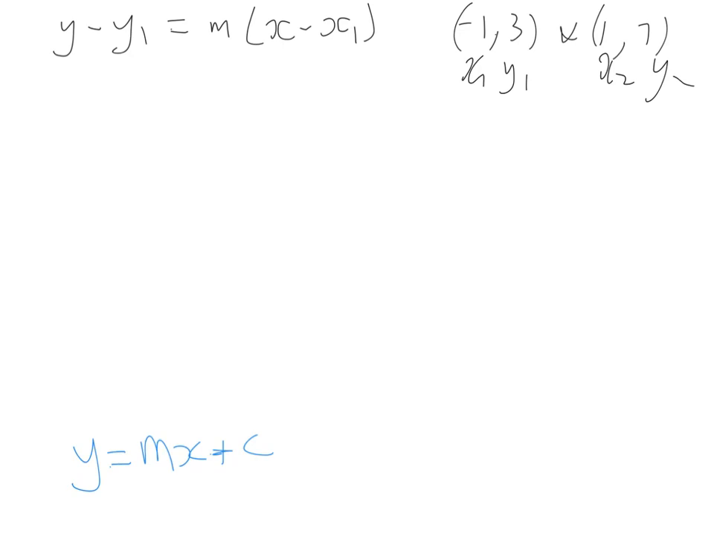Okay, so just like before, we need to find our gradient. And then once we find our gradient, we put that into there, and then we substitute our values of x1 and y1, and then we solve, and then we end up with y equals mx plus c. We're not going to end up solving for c. Just as we go through this process of expanding and transposing, we'll end up with c.